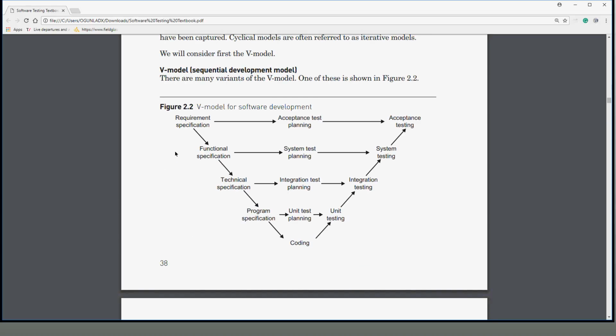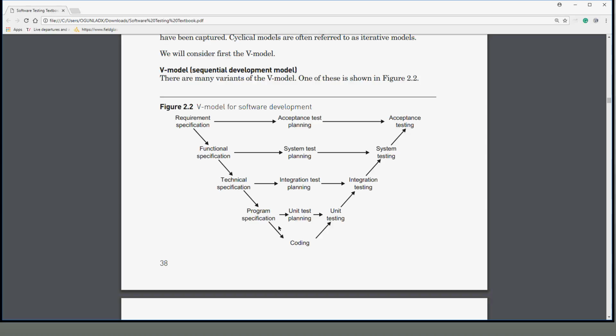So the V model is a bit similar, but it's better in the sense that you now have each level of testing attached to each of the steps of the process. At the requirement specification, you have the acceptance test plan written for it, and at the functional specification, you have your system testing done at that level. Then at the technical specification, you have your integration testing, and at the program specification, you have your unit testing done.